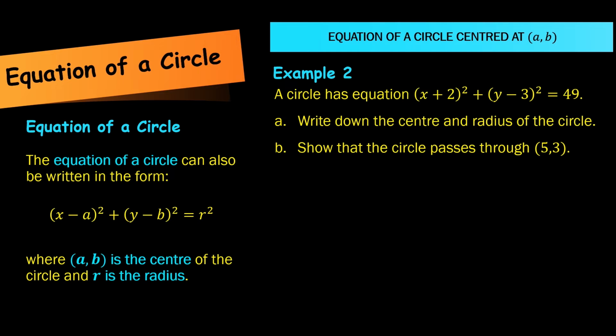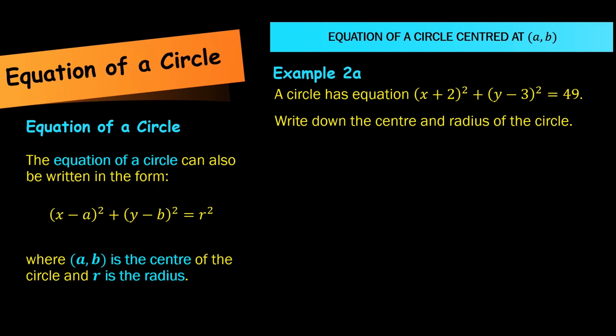Now consider another example. Pause the video and have a go. Press play when you're ready to view the solutions. Let's have a look at example 2a. A circle has equation (x + 2)² + (y − 3)² = 49. We are required to write down the centre and radius of the circle.